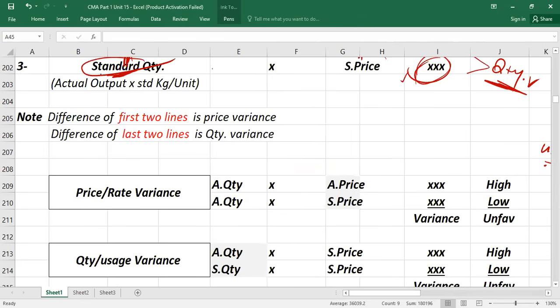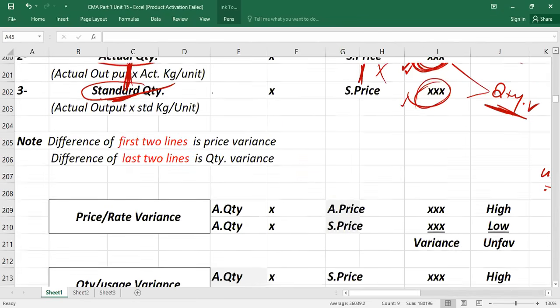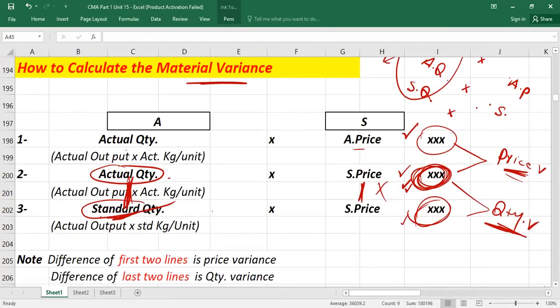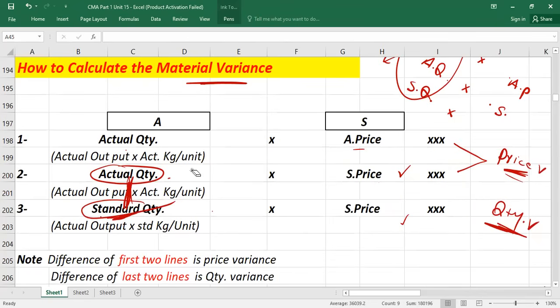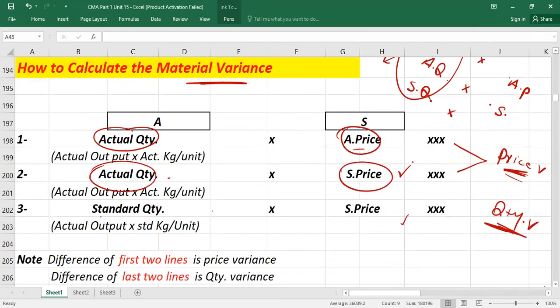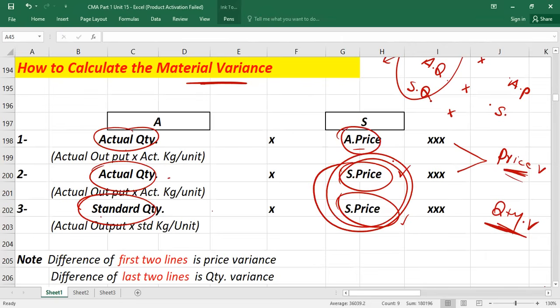Okay, one thing I skipped here. Guys, please remember, because we have used standard price here, in the formula the first line is actual quantity into actual price. Second line is actual quantity times standard price. Third line is standard quantity times standard price. Sometimes one more trick is there: sometimes standard price may not be given straight away in the question. Maybe you have to calculate standard price.